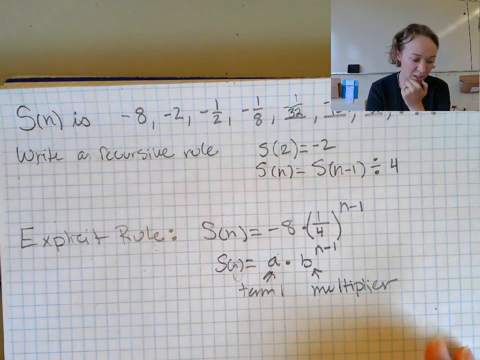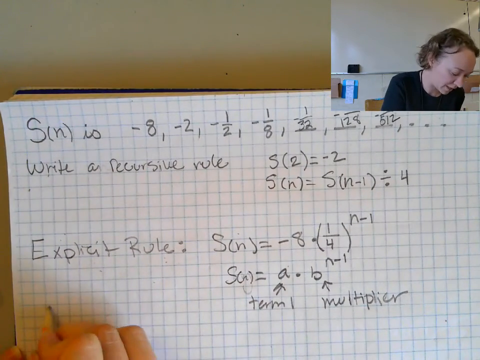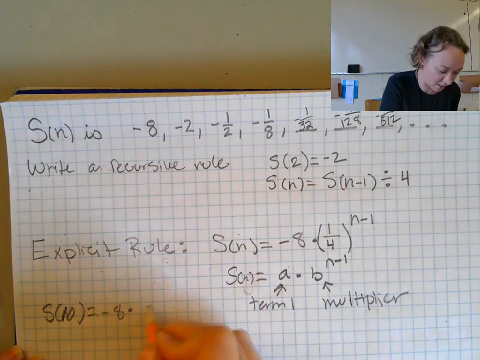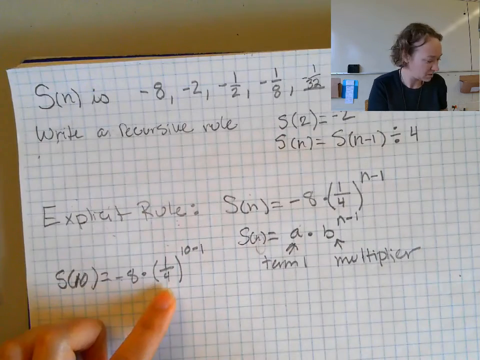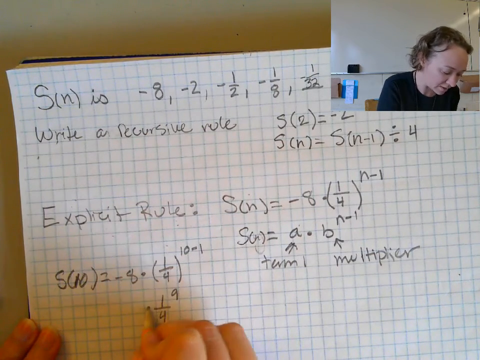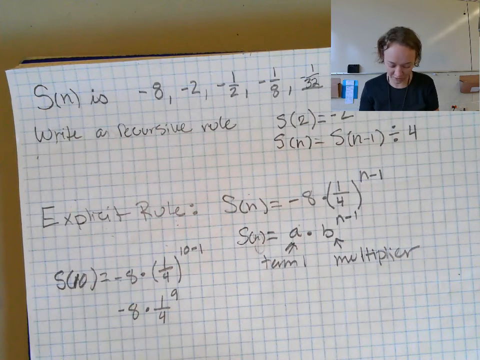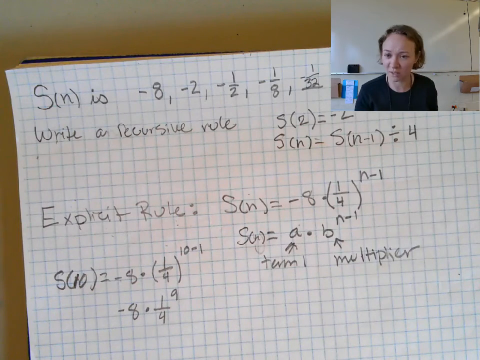Like if I asked you to calculate, what is the 10th term? So s of 10, then you would do -8 times 1/4 to the 10 minus 1, which is 9. So in my calculator, I would plug in 1/4 to the power of 9, and then I would multiply that answer by -8. And it's going to give me a super, super small decimal, so 0.25 to the power of 9. Ooh, scientific notation already. Times -8. Super tiny. Okay? I don't even want to write it down. It's really small.